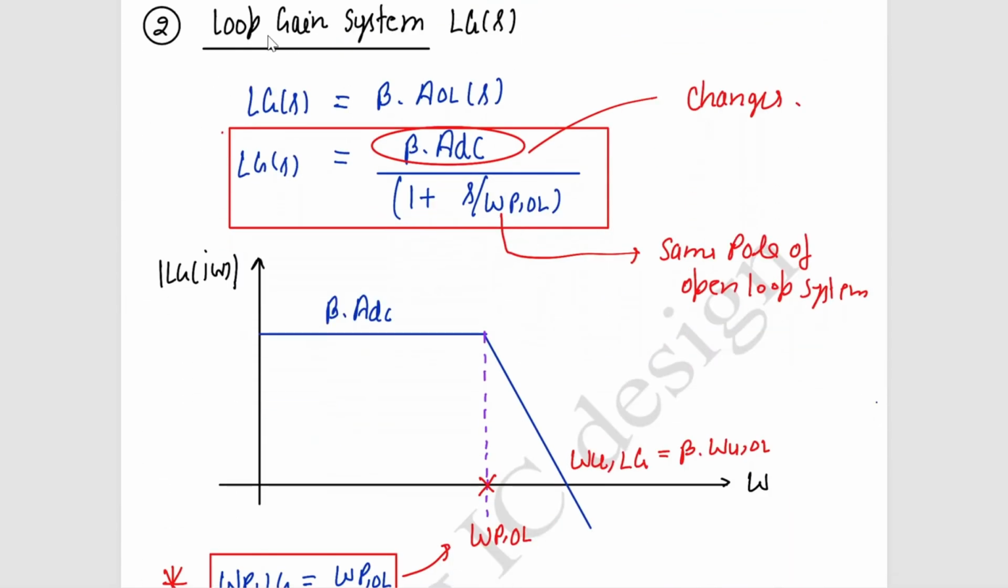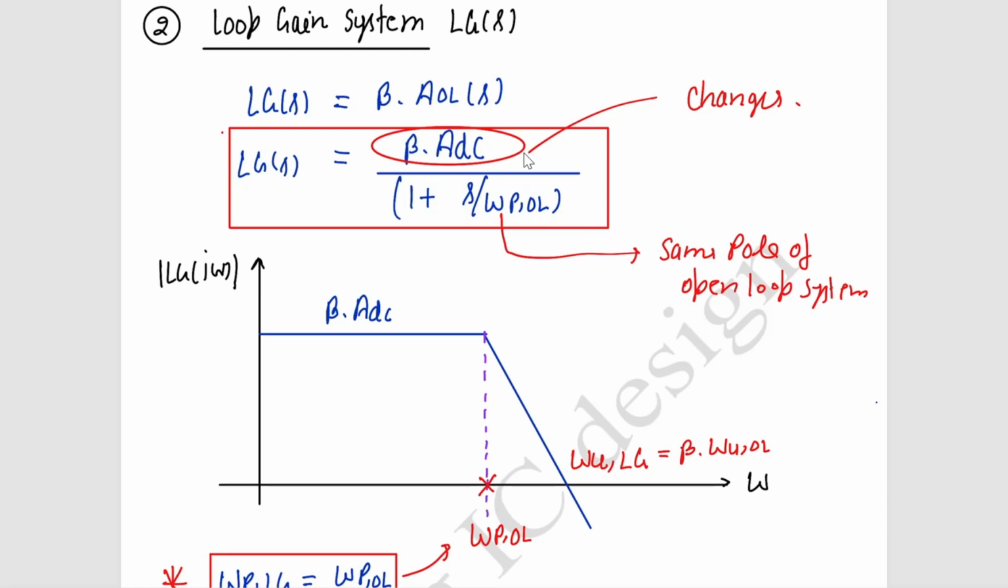Now the second thing is the loop gain system. The loop gain system is beta times the open loop system, so beta times ADC divided by 1 plus S by omega p OL. Here you can see the pole location is the same as the open loop system. So the pole of the loop gain system and the pole of the open loop system will be the same. I have marked this pole location of the loop gain system. And the DC gain is changed, so it became beta times ADC. So the pole is the same, the DC gain is changed.